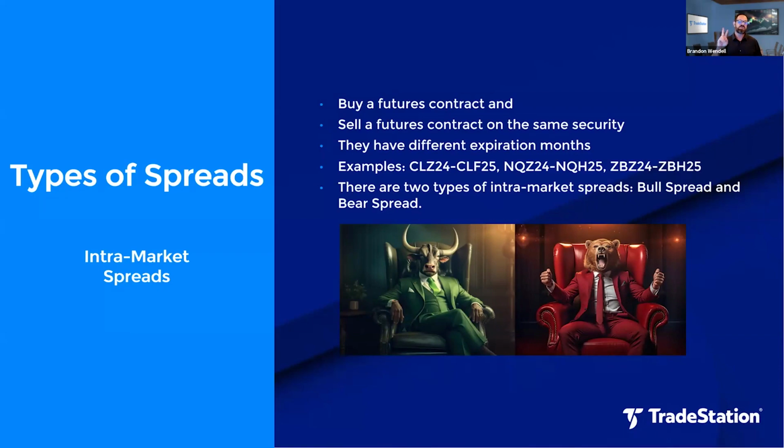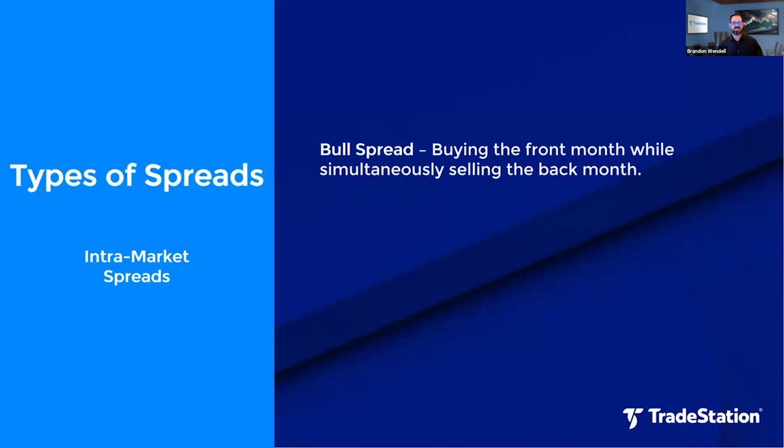There's actually two types of intra-market spreads. Intra meaning same, same security. We have what are called bull spreads and bear spreads. So you can trade bull spreads or bear spreads as intra-market spreads. So a bull spread is dealing with the front month. Whatever you're doing with the front month, that determines whether you're doing a bull or bear spread. So if you think prices are going to go up in a security, you would go ahead and buy the front month while simultaneously selling the back month.